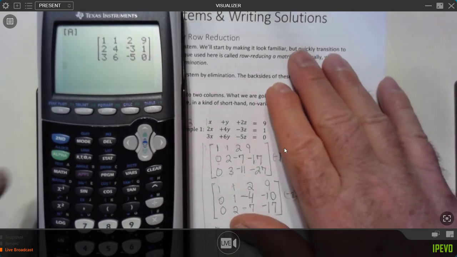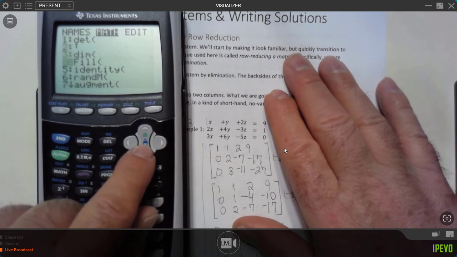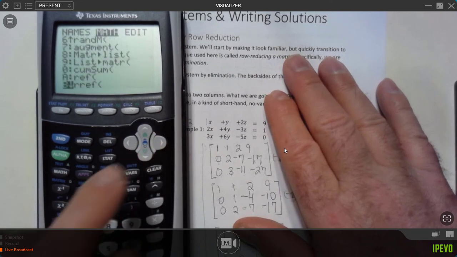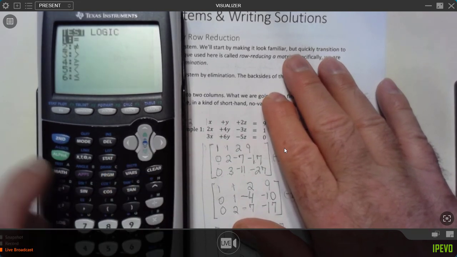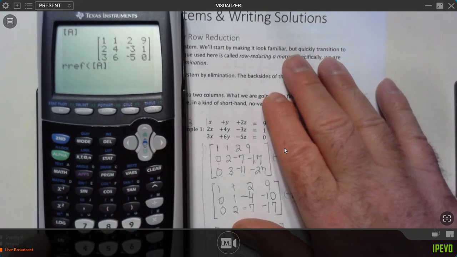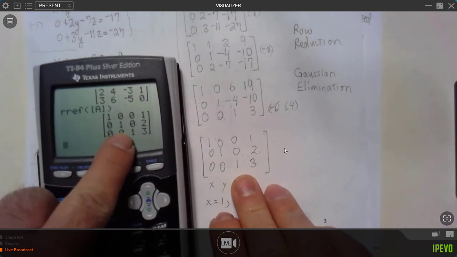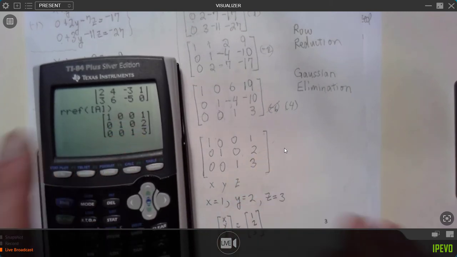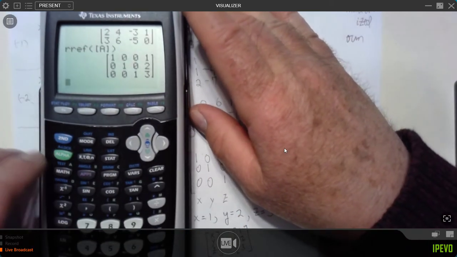And if I want the row reduced echelon form, second matrix math, cursor down to RREF, then insert the name, matrix A. That gives me the RREF of this matrix. We got that with a fair amount of work. And one's down the diagonal, 1, 2, 3 on the right hand side. That's it.